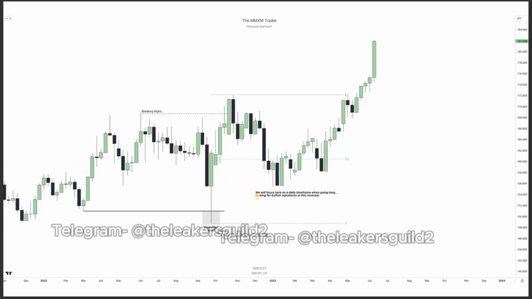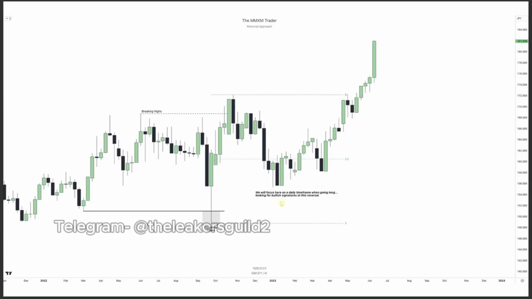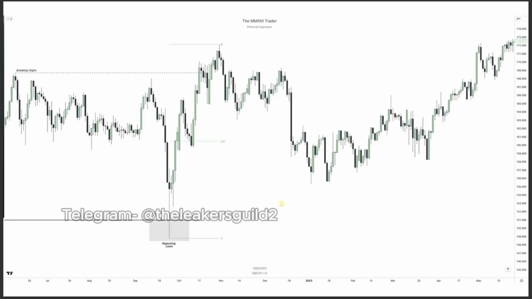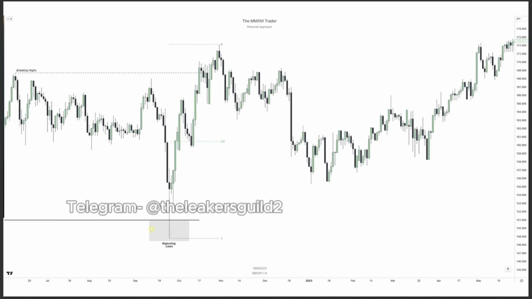Now we are in discount, right? And we will focus here on a daily time frame when going long. So we're going to be looking for bullish signatures at this reversal. So let's hop into the daily time frame from GBP JPY. Again, that weekly low that got rejected, right?